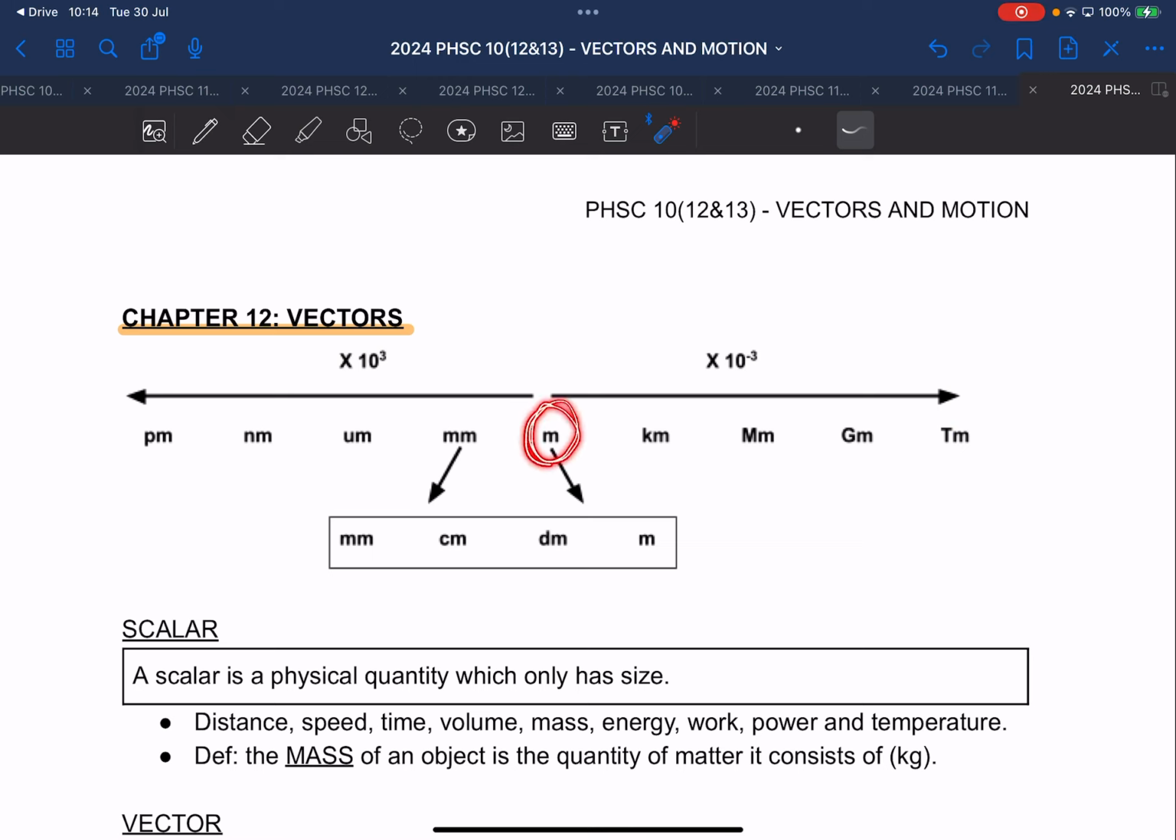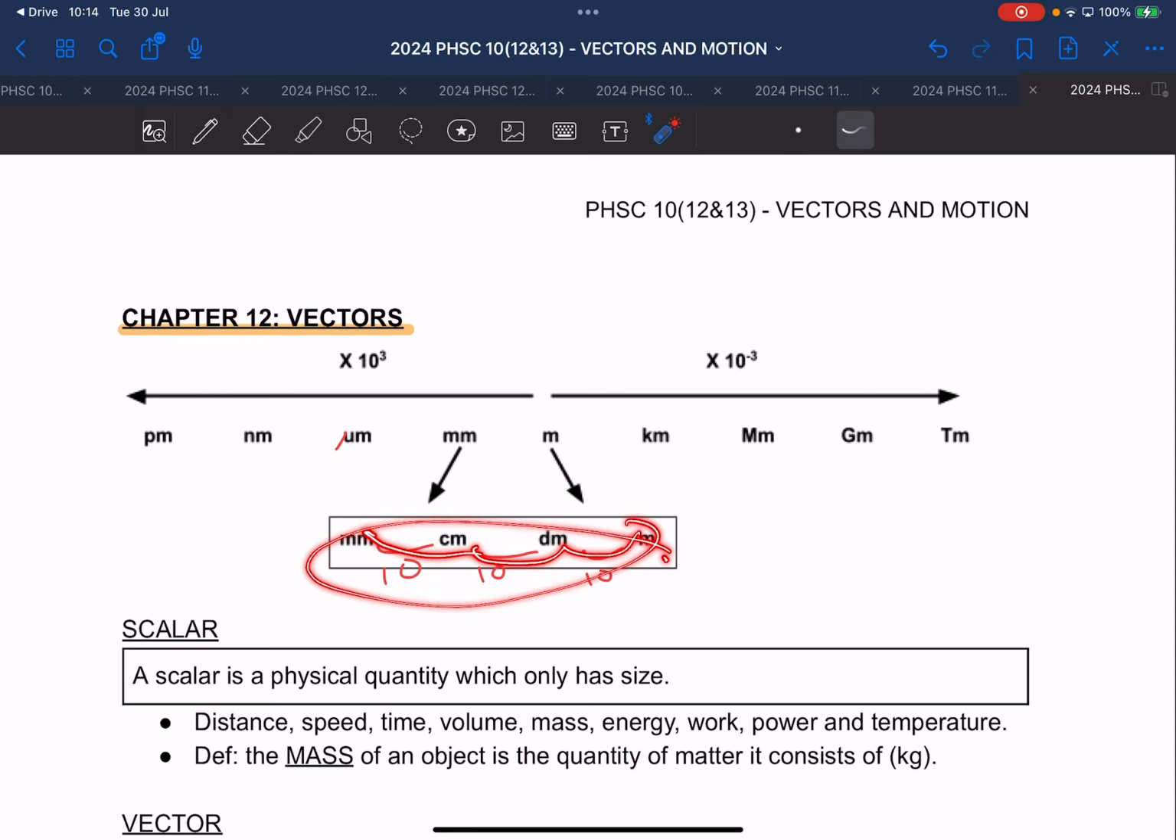Now, I gave here meters, but remember it can be grams, it can be hertz, it can be seconds, it can be anything. So we have meters, 1,000 bigger is kilometers, 1,000 bigger is mega, then giga, then tera. If you go smaller, milli, micro, nano, pico. And then in between meters and millimeters, you have decimeters and centimeters, where each jump here is 10, 10, 10. So together, 10 times 10 times 10 gives you 1,000.